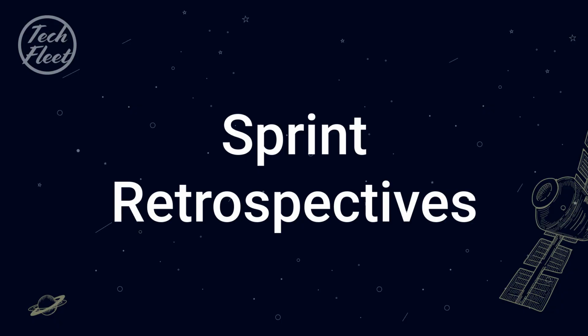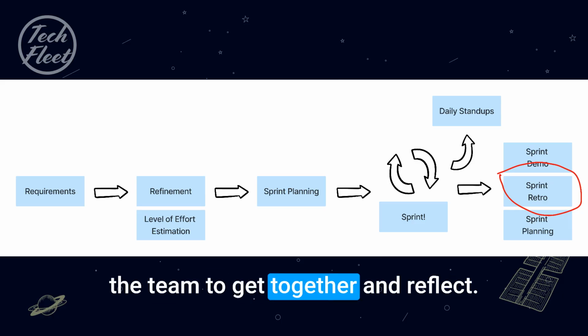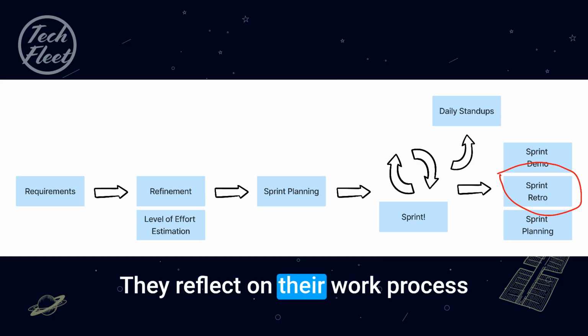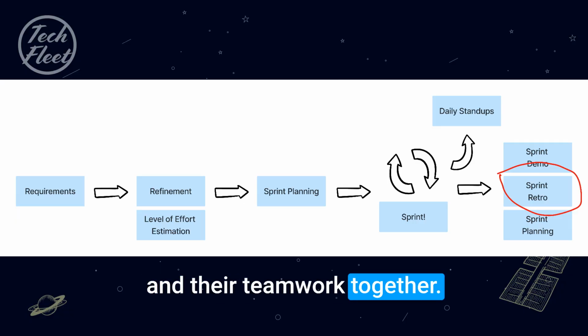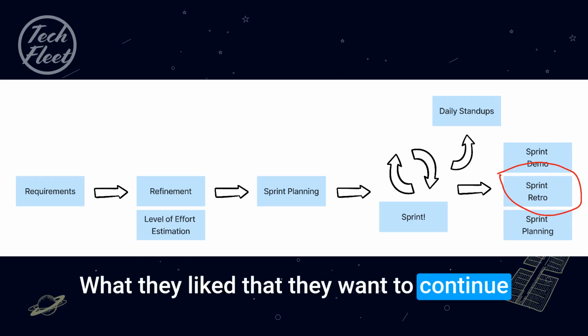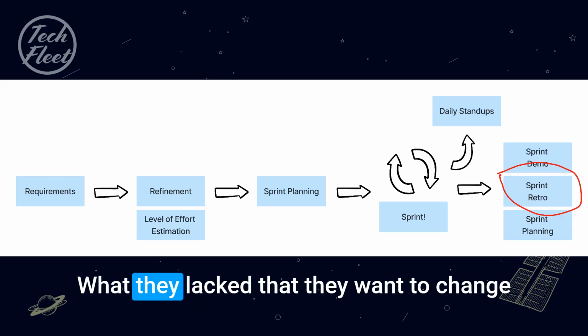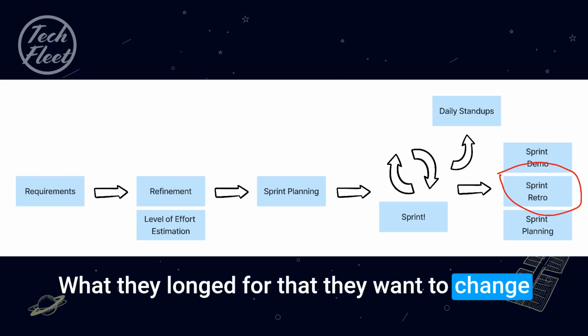Sprint retrospectives. The sprint retrospective is a time for the team to get together and reflect. They reflect on their work process and their teamwork together. They discuss what they like that they want to continue, what they learned in hindsight that they want to change, what they lack that they want to change, what they longed for that they want to change.